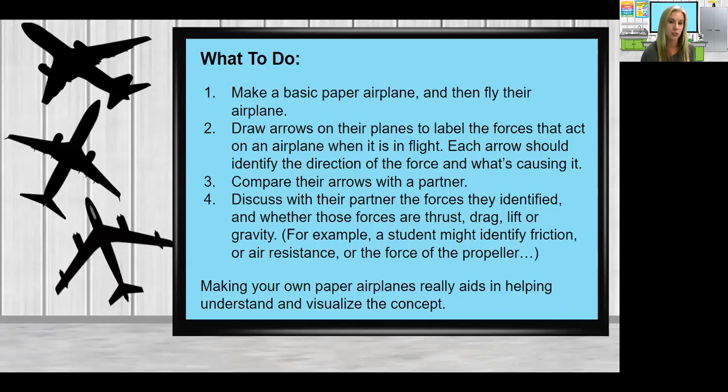And then I suggest doing this with a parent or a friend, and you guys work together and you can compare where you placed your arrows. That's number three. Number four, discuss with your partner the forces that you've identified and whether those forces are thrust, drag, lift, or gravity. And then have a discussion.